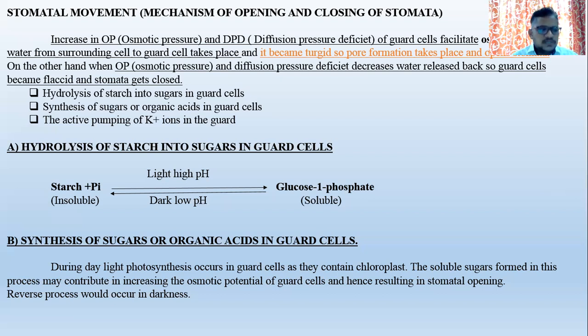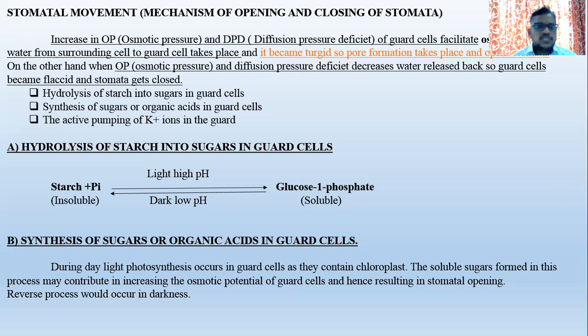Okay, first of all, why is this happening? Because of the enzyme present in the guard cell which acts upon the starch and inorganic phosphate, that is the phosphorylase enzyme. This phosphorylase enzyme carries out the conversion of starch and inorganic phosphate into glucose 1 phosphate in the presence of light and high pH.